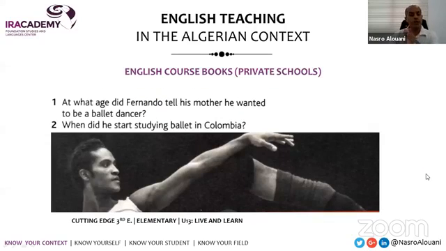The other issue in the elementary book, Unit 13, Live and Learn, is that we find the book talking about a ballet dancer from Colombia called Fernando, and the activity is a video. Students start to watch this video of this guy doing ballet, talking about how he fell in love with ballet dancing from his early childhood and everything.